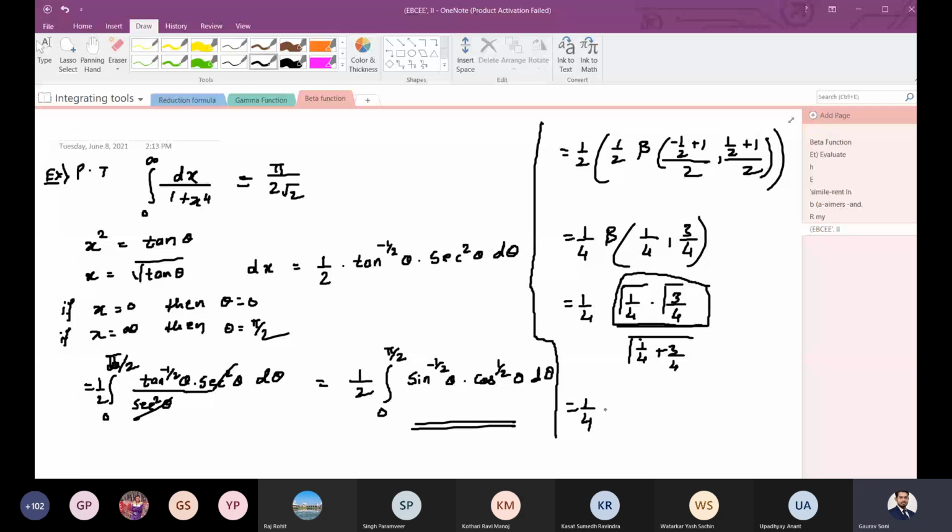Gamma of p into gamma of 1 minus p. So the value of p here is 1 by 4. So the answer to this will be pi upon sine of p times pi, by 4. So this is 1 by root 2. So pi by 2 root 2. So find that.